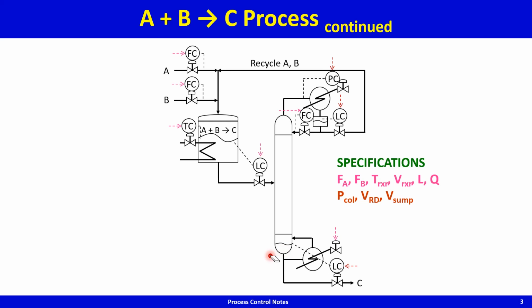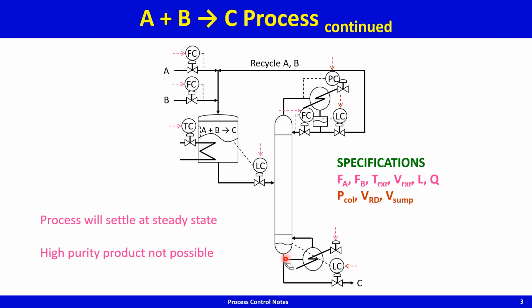So you say, well, the process will settle at a steady state, but high product purity is not possible because any excess reactant must exit here. And we are not ensuring A and B are in stoichiometric ratio. So that's the problem with this control structure. So you say, okay, if you want product quality control, what we will do is we'll put in a temperature controller here.